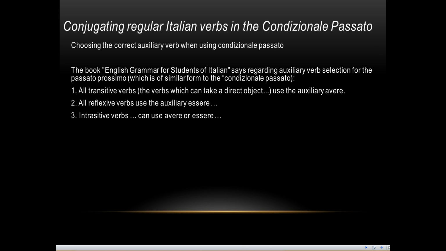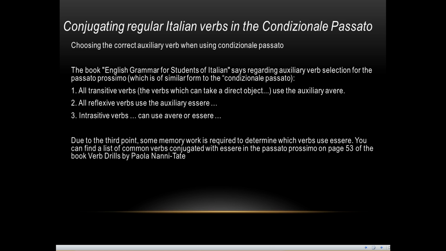Intransitive verbs can use avere or essere. Now, due to the third point, some memory work is required to determine which verbs use essere. You can find a list of common verbs conjugated with essere in the passato prossimo on page 53 of the book Verb Drills by Paola Nani Tate. Also, it's always important to remember that there are always exceptions to the rule, okay? But this will get you through 90% of what you need to do.